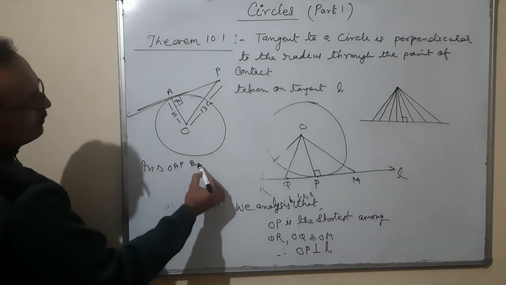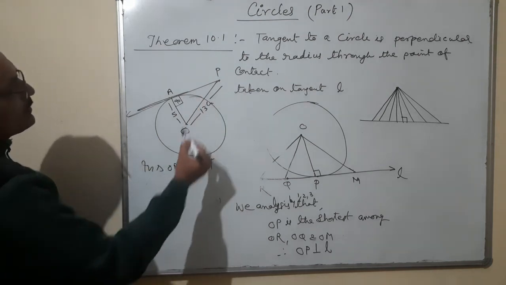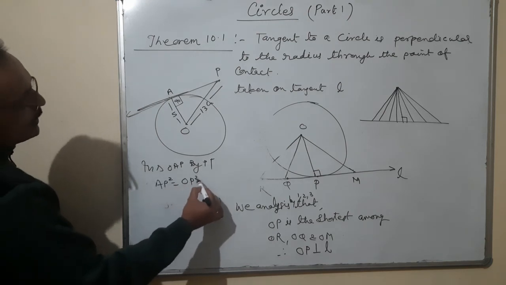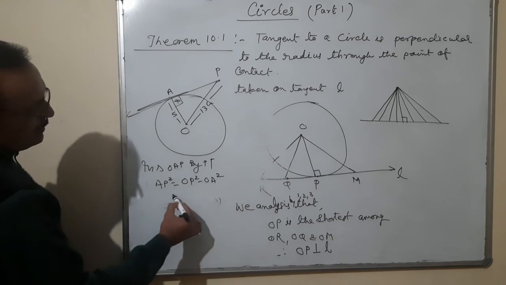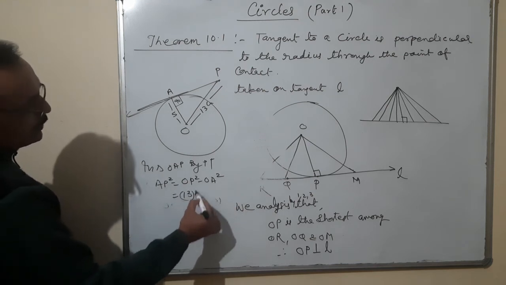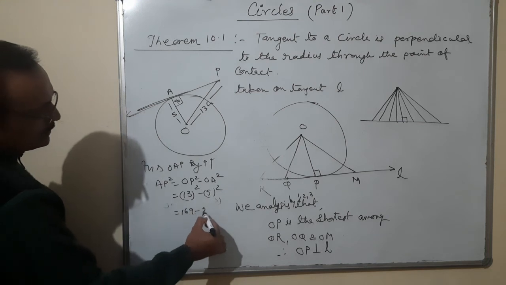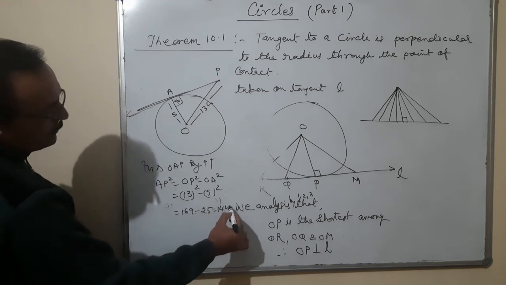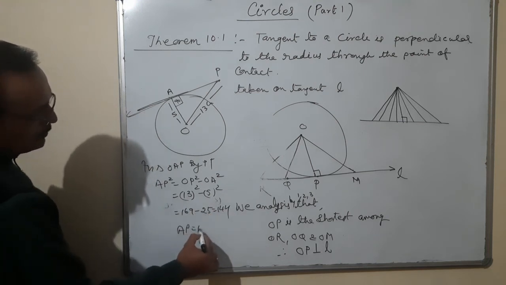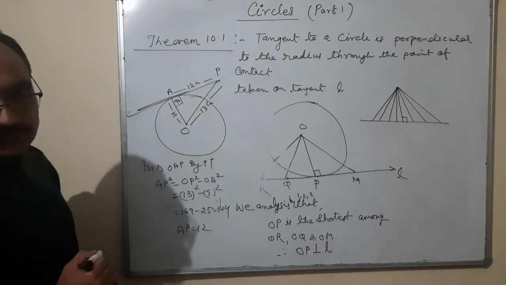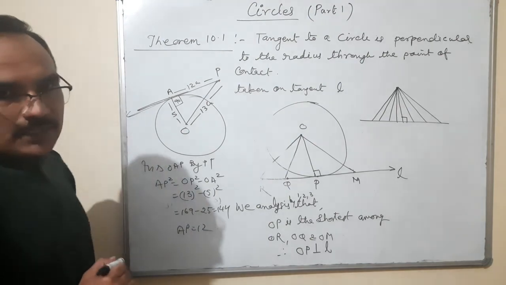OAP, by the Pythagoras theorem, simply I can write AP square is equal to OP square minus OA square. OP square, that means 13 square minus 5 square. 13 square is 169, minus 25, that is 144, and AP is equal to 12. So the length of this is 12 centimeters. Okay, so this is the application of it.